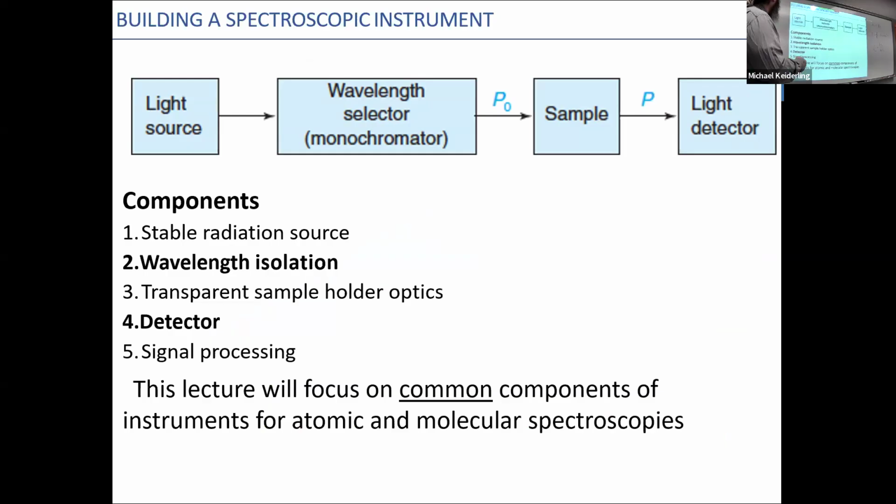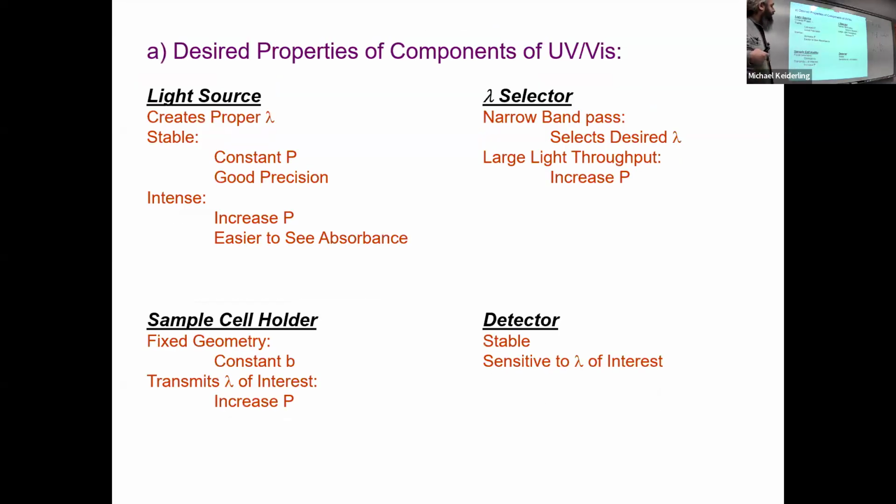So the components: you have some sort of stable radiation source, you have a wavelength isolation, you have a transparent sample holder and optics, a detector, and then signal processing. So we'll talk about some common components for various instruments. And we're going to go into detail when we look at each type of measurement, what common stuff is.